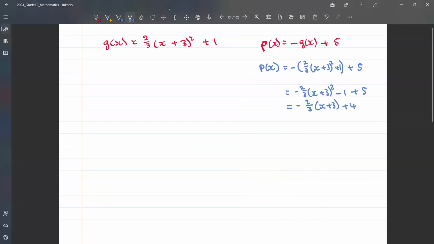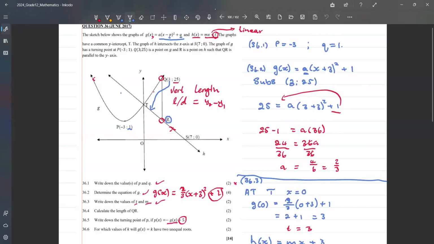So technically what we need to write as the coordinates of the turning point at P will then be x is -3 and y is 4. So these are the coordinates of our turning point. Is it necessary for you to have substituted for your own benefit? Yes, I would advise you to have substituted there.